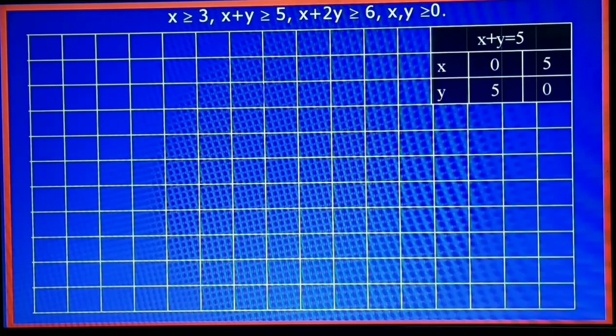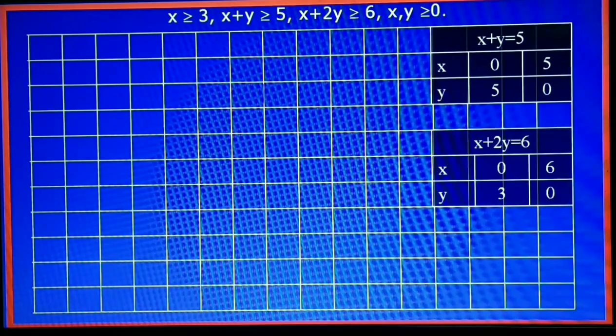In x plus y is equal to 5, when x is equal to 0, y is equal to 5. When y is equal to 0, x is equal to 5. In the equation x plus 2y is equal to 6, when x is equal to 0, y is equal to 3. When y is equal to 0, x is equal to 6.